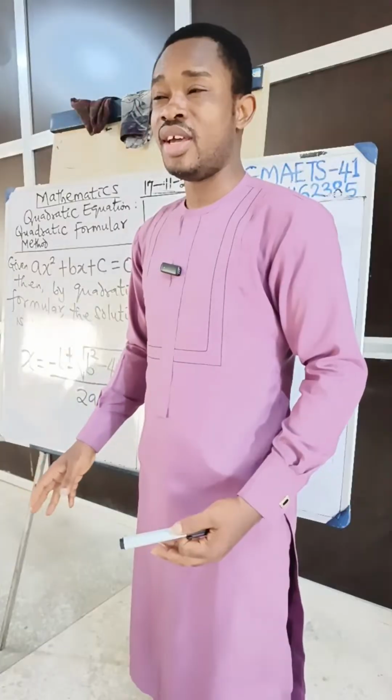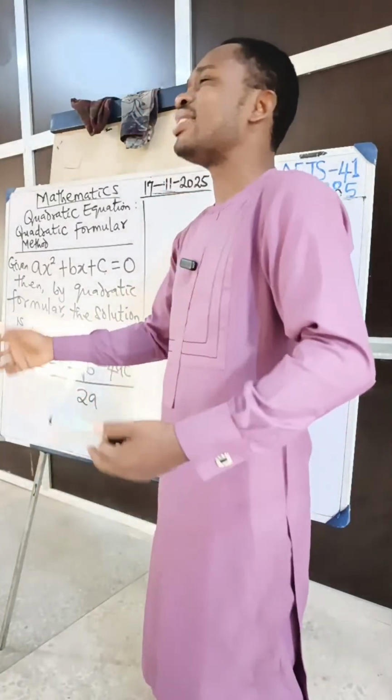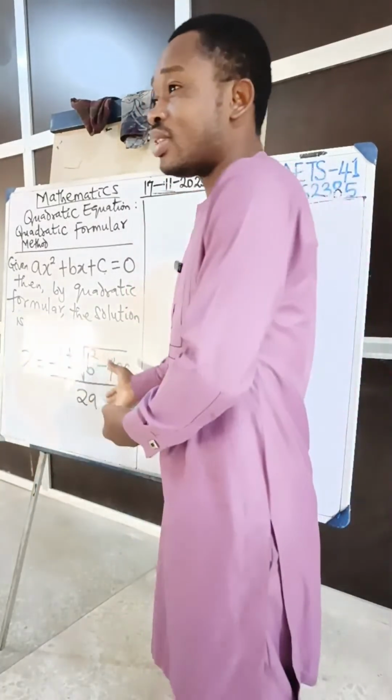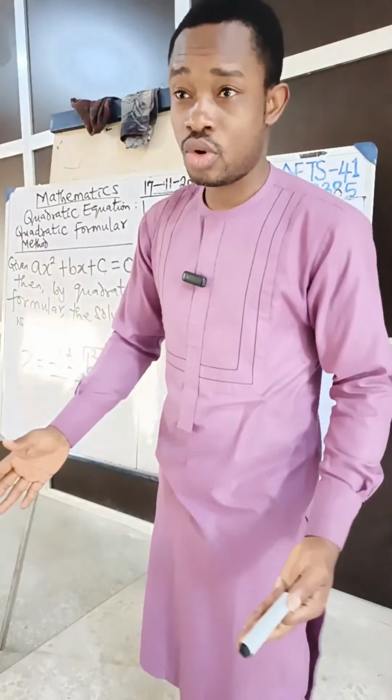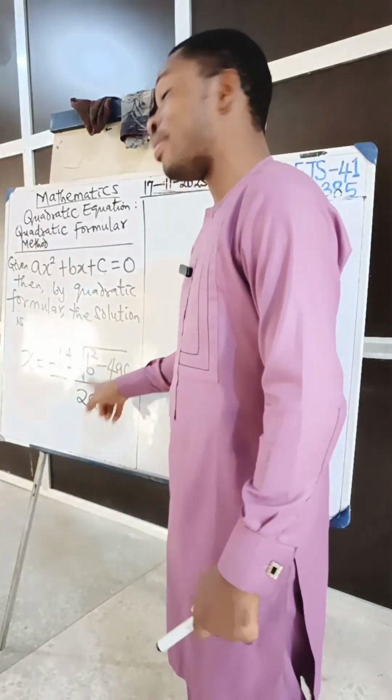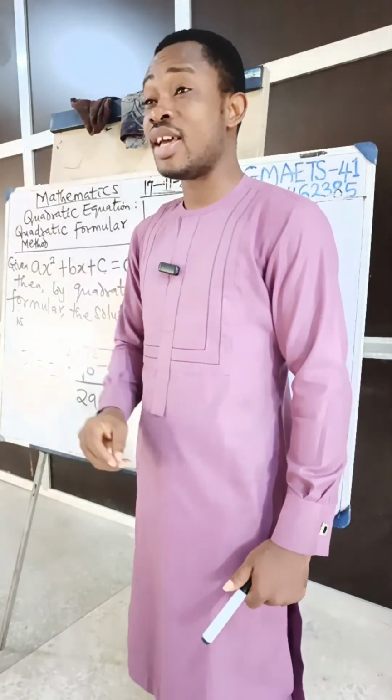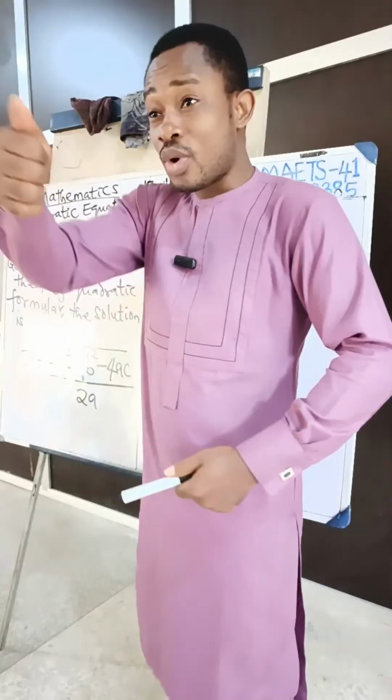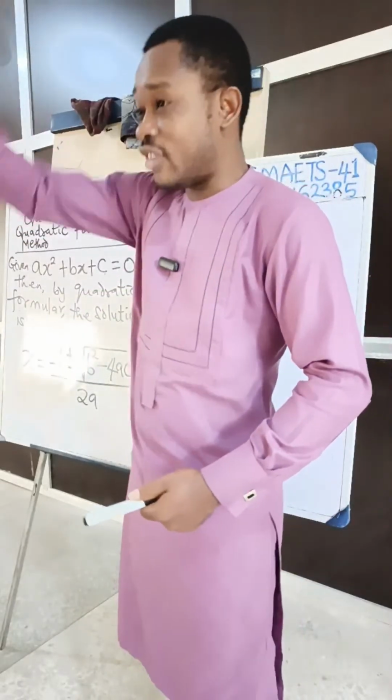You know that this guy is called the discriminant, and does he have any business with solving this question? No. But you are expected to know it. The reason is that this b squared minus 4ac is very significant. In fact, this evening, I will drop a question about it in my university group.